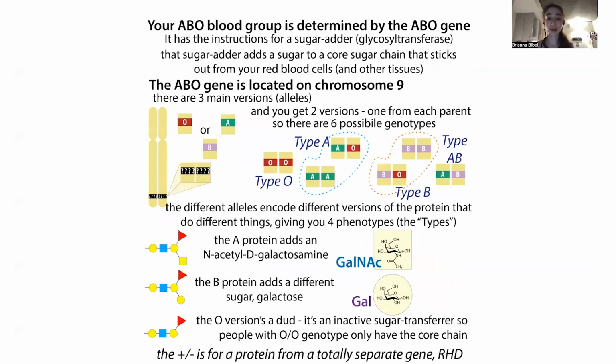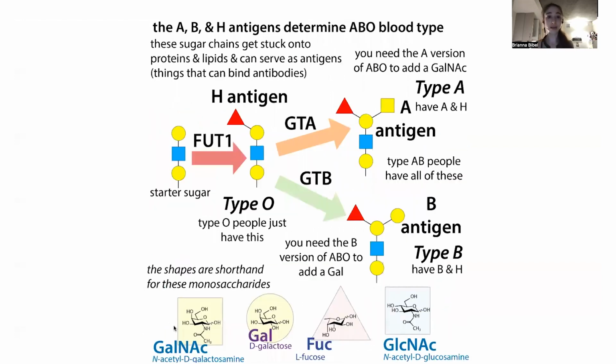But at the heart of all of this is that people have different versions of this glycosyl transferase that then make it so that they're making different sugars. So the A protein is going to add an N-acetyl D-galactosamine. The B protein is going to add a different sugar, so it's going to add galactose. And the O version is inactive, and so people with this OO genotype only have this core chain. The plus minus is for a totally different thing.